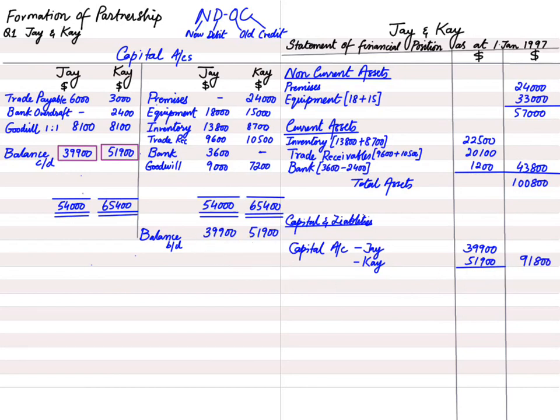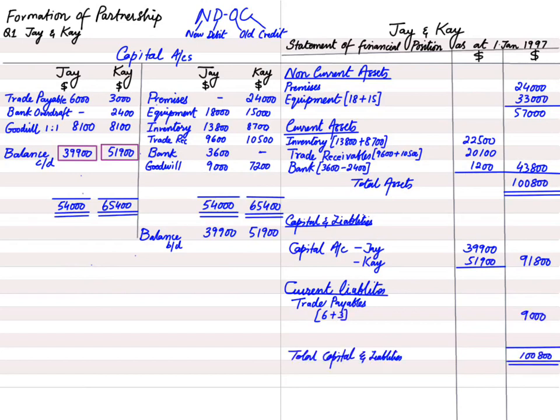After capital, there is a liability. There is no loan, or if there is a loan, we'll be writing non-current liability first, and after that we'll be going to current liability. So there are current liabilities, that is trade payables, only one current liability is there. Now the asset side always equates with capital and liability side. So my dear students, this was the question of partnership formation. So I hope you understood partnership formation.